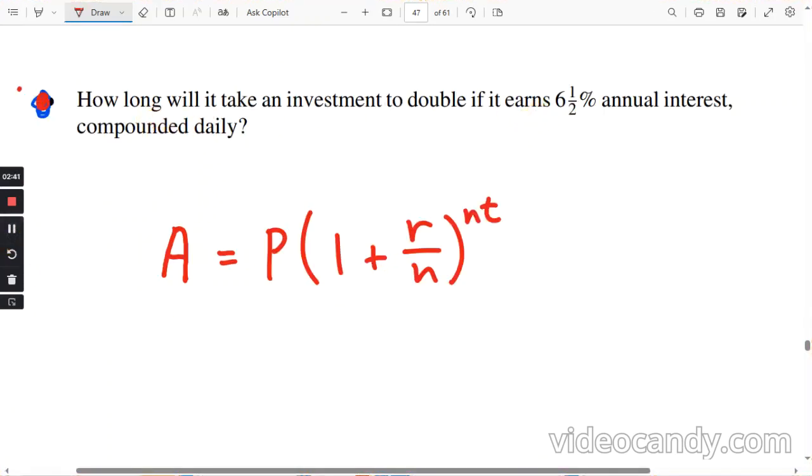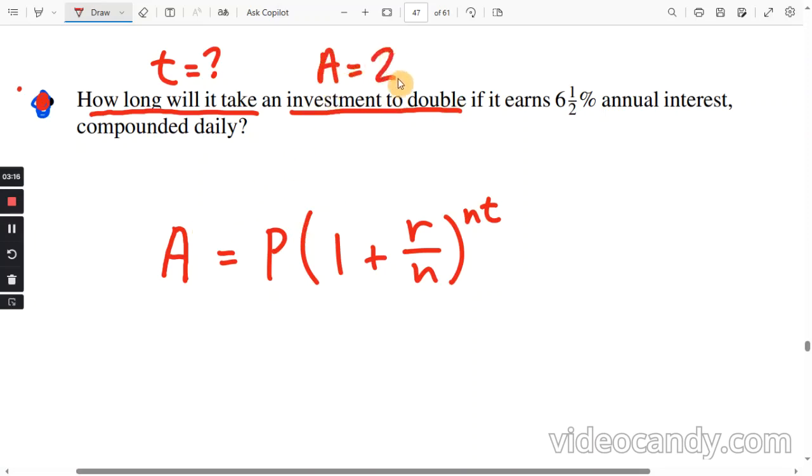Please try this one here, and we're still using the same investment formula for compound interest. So they are asking, how long will it take? So we are clearly solving for a time t. And the investment is going to double. That means if you invest P, remember P is the amount invested, you're going to end up getting an accumulation of 2 times P. So if the investment is going to double, the end result for the accumulation is going to be 2 times P, because the investment is just P.